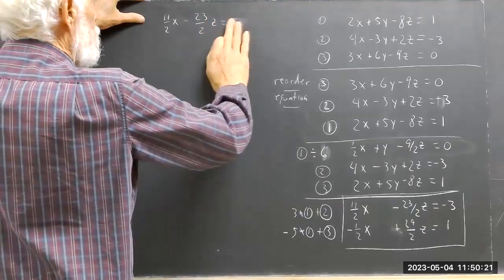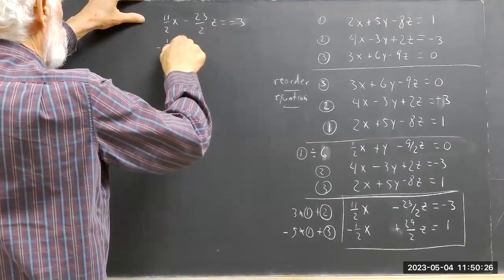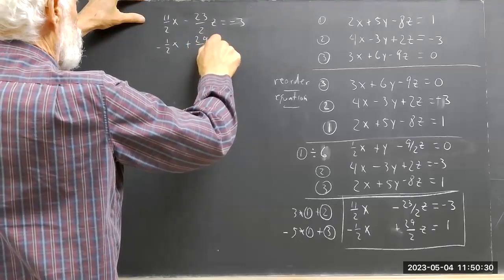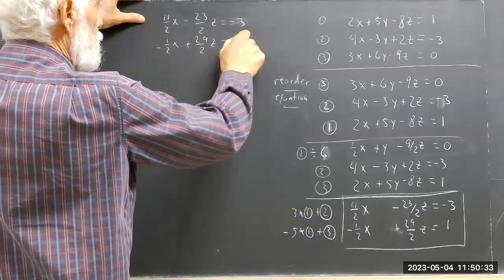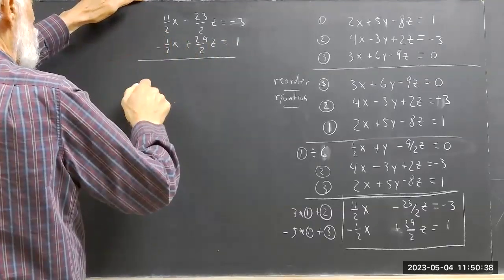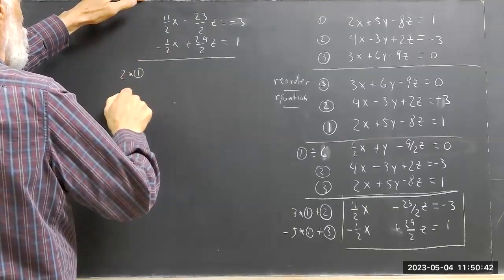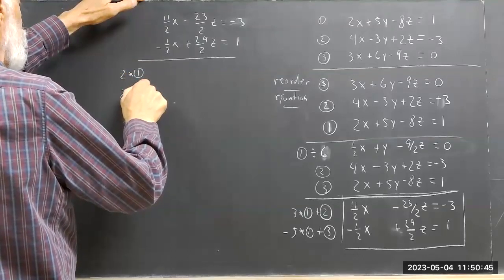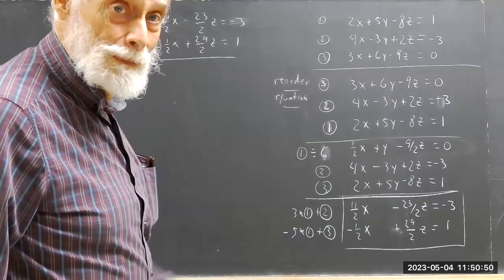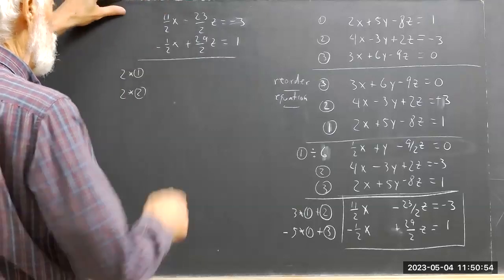That is 43 half x equals negative 3, and negative 1/2 x plus 29 half z equals 1. Okay, now I observed it's going to be easier to solve these if we get rid of the denominators. I always recommend multiplying through by common denominators. Common denominators, two in both cases.